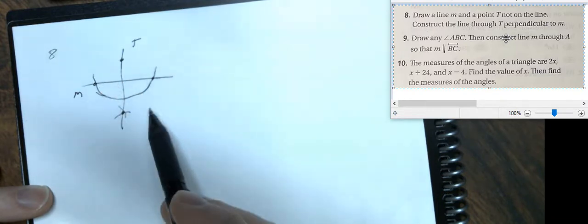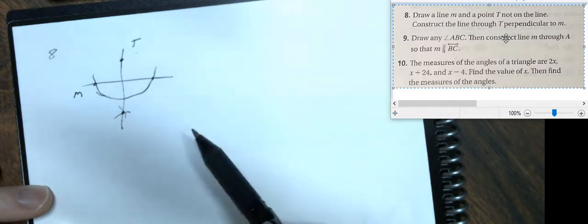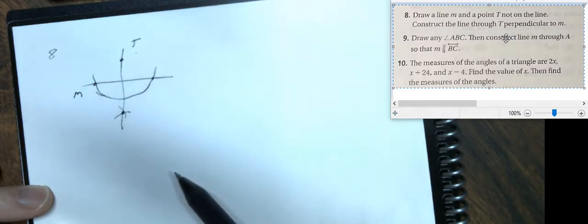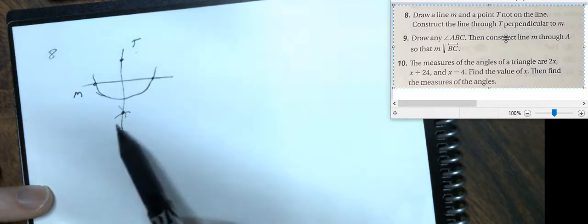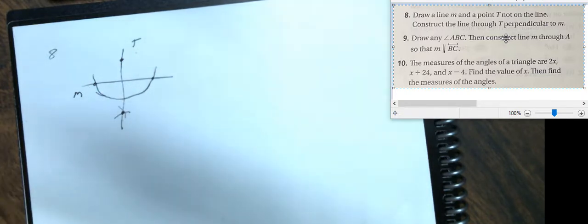They're just looking for this diagram. A perpendicular line, one representing M and T, 2 points on each of the line, and then construct a line through T perpendicular to M. This is what they're looking for on this number 8. Okay?